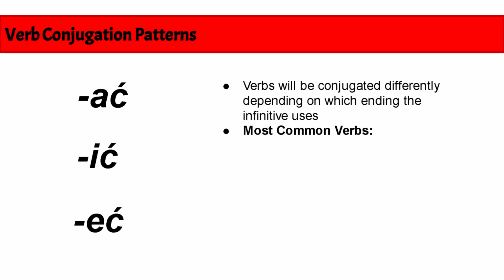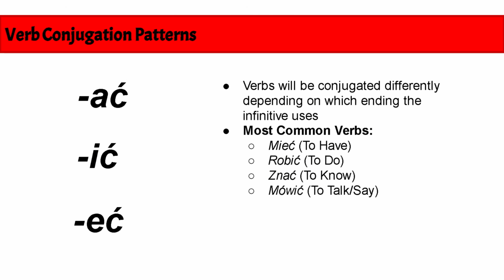The most common verbs in Polish are mieć, to have, robić, to do, znać, to know, mówić, to talk or to say, iść, to go, brać, to take, and chcieć, to want.